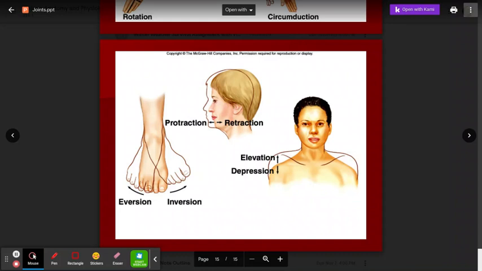Protraction, retraction. You guys can practice this one sitting there. Give me a retraction. Give me a protraction. Give me an elevation of the shoulder. Give me a depression of the shoulder. Right? And so different muscles are helping you do all those motions.